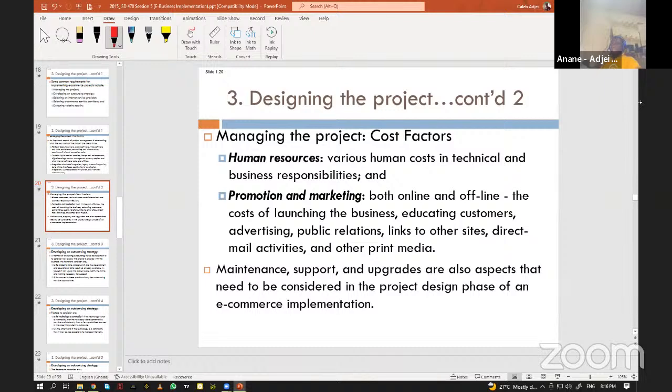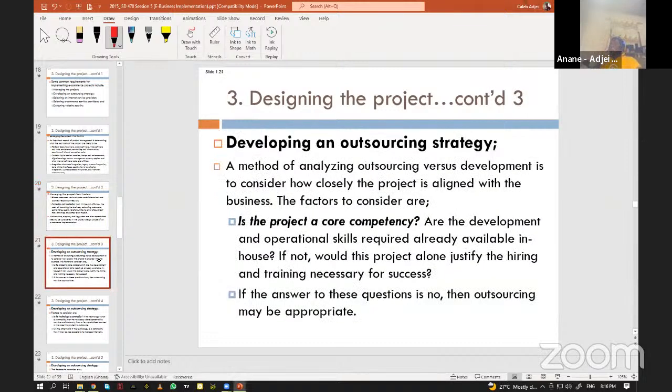Then also maintenance. Maintenance, support, and upgrade are also aspects that need to be considered in the project design phase. Maintenance is one of the things that has to be taken into consideration. Now, as I said earlier on, if we want to develop a project, we need to ask ourselves, do we need to develop it in-house or should we outsource? Now, if we want to outsource a project, what are some of the things that should inform our decision whether we should outsource it or give it to somebody else to do on our behalf? Number one, is the project a core competency?